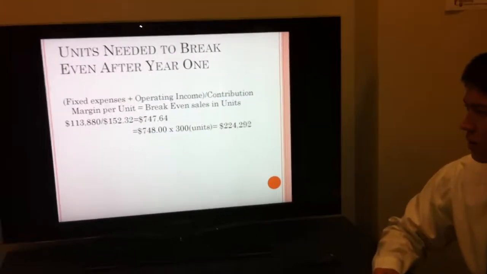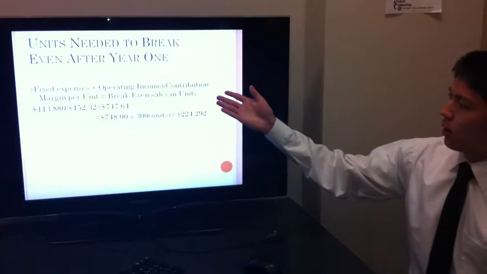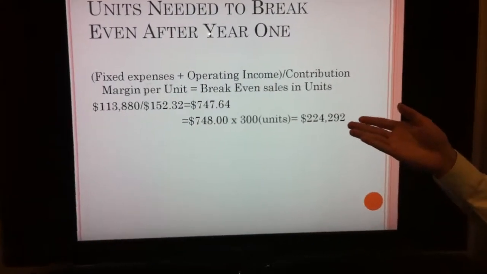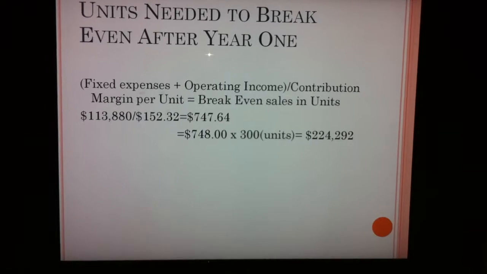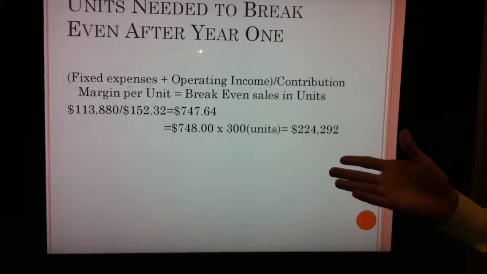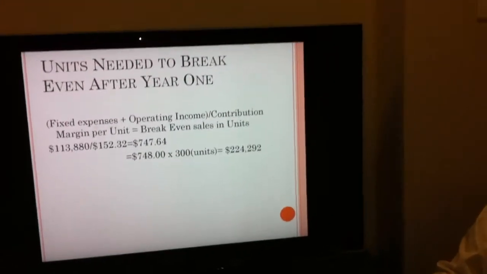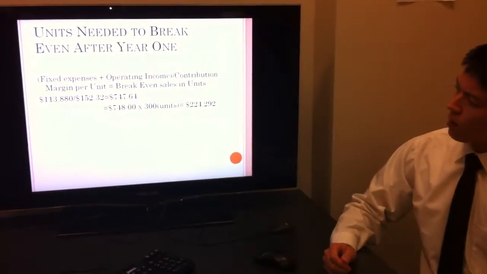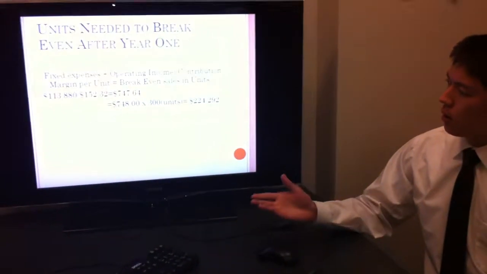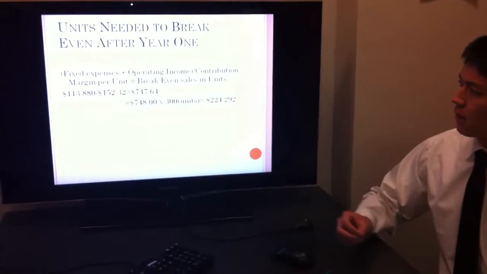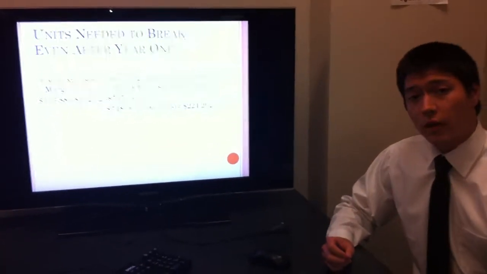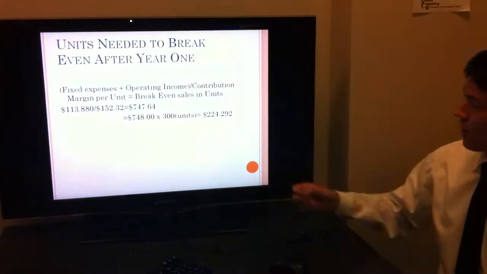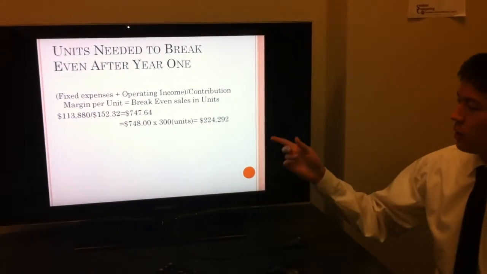Now, after year one, since we no longer have the equipment costs, it is just the factory costs. Therefore, we will be using our formula again, our fixed expenses plus our operating income divided by the contribution margin per unit to give us the break-even sales in units, like we used for the previous problem. So we'll take our factory expenses, which is $113,880, and divide that by our contribution margin per unit, which is $152.32. And that will leave us with 747.64 units, which gets rounded up to 748 units. And then we'll times that by $300.